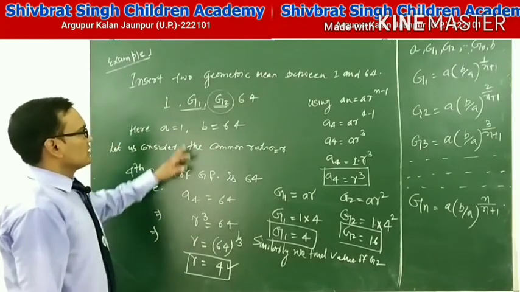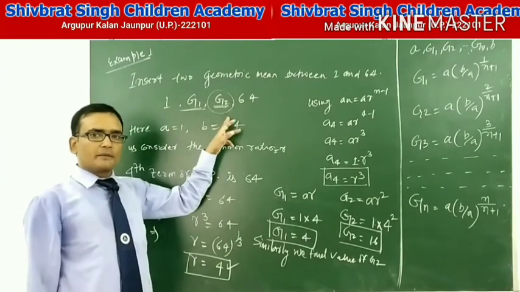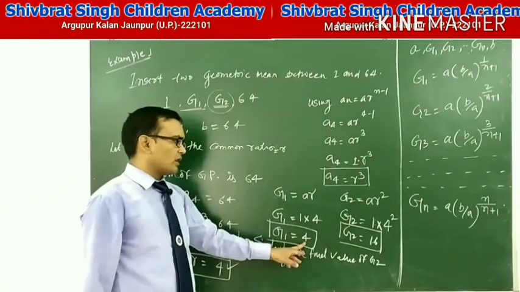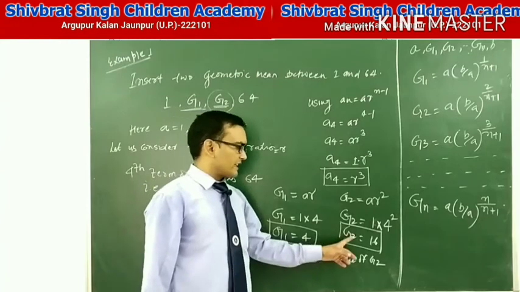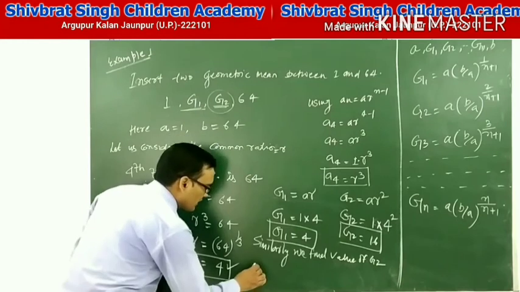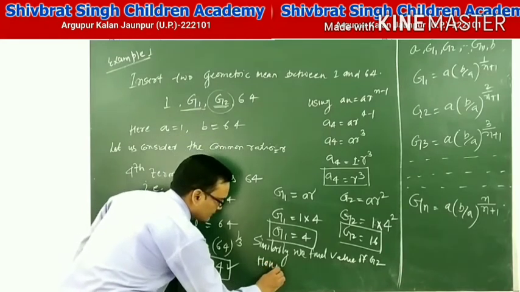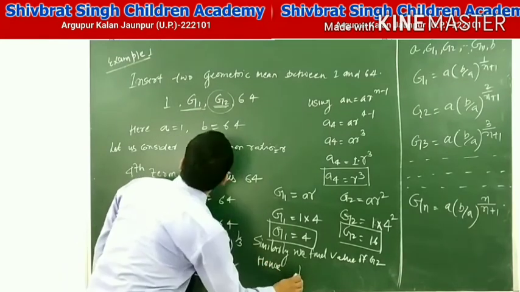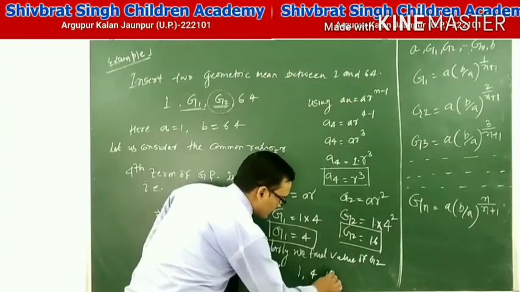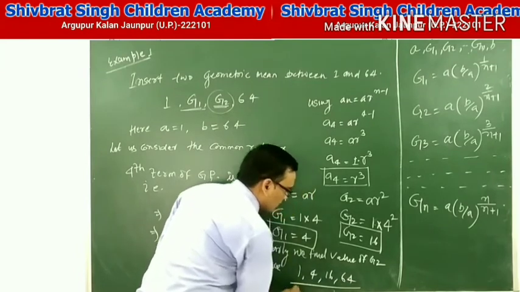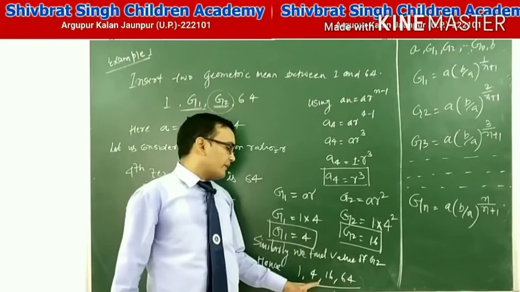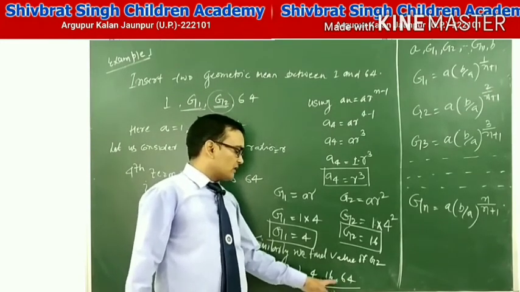Then the two geometric means between 1 and 64 are: the first is 4 and the second is 16. Hence 1, 4, 16, 64. Between 1 and 64, the two geometric means are 4 and 16.